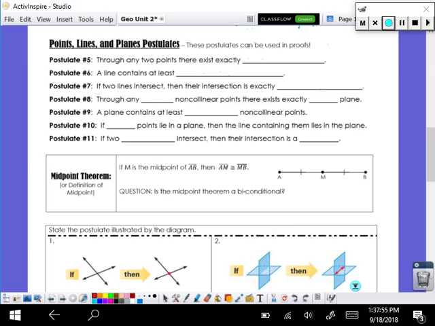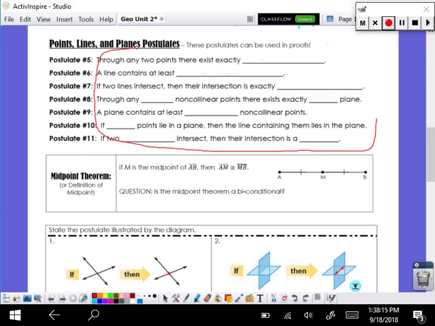In geometry, we're going to have some different postulates. And we're going to start out with postulates 5 through 11. These postulates are on points, lines, and planes. Obviously, it says points, lines, and planes postulates. So you don't necessarily need to remember that postulate 5 says this statement. You just need to remember all of these statements.